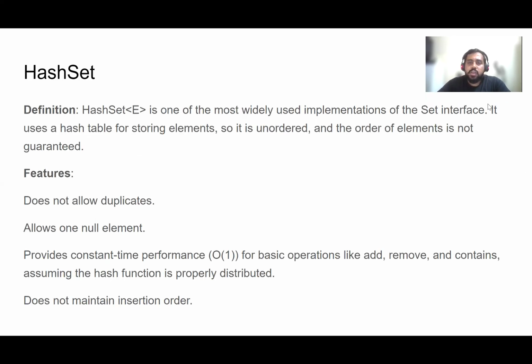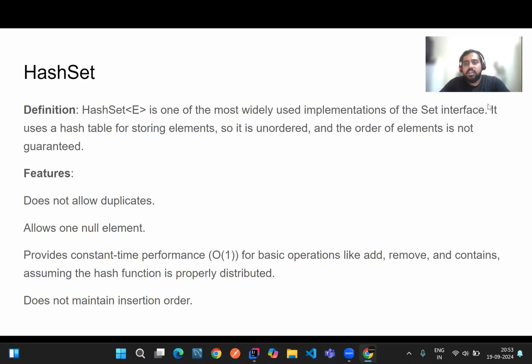HashSet is one of the most widely used child classes or implementations of the set interface. It uses the concept of a hash table for storing elements. It is unordered, that means insertion order is not preserved. That is the same feature of set, inherited here because it's a child class of the set interface. The feature is it does not allow duplicates, and allows only one null element.